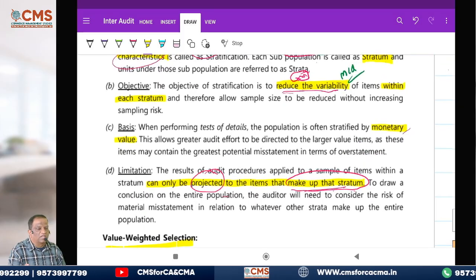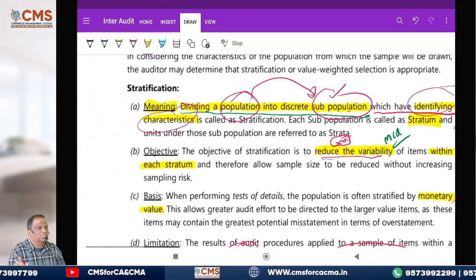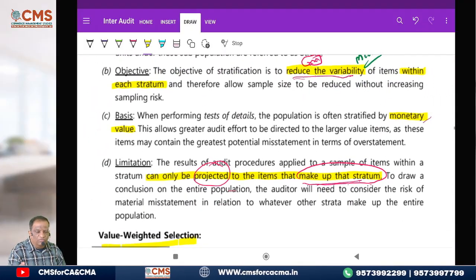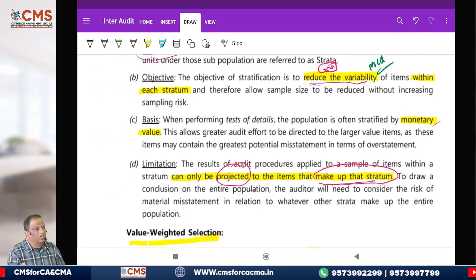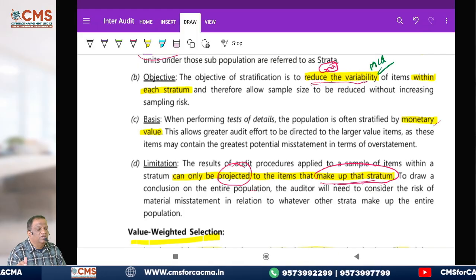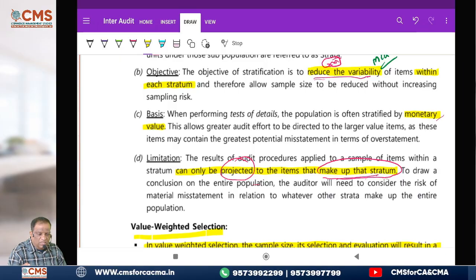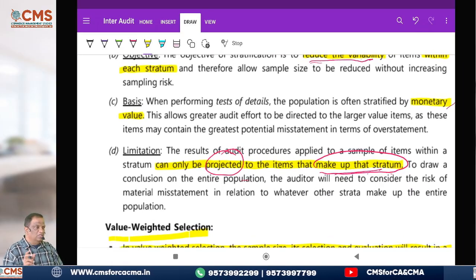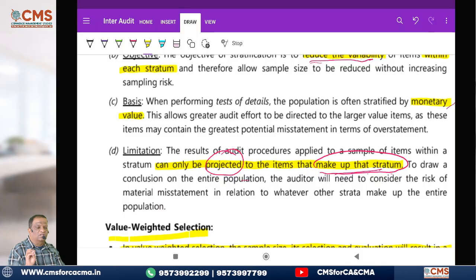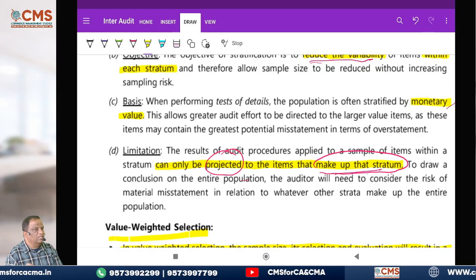Then on what basis do I do it? Though here for understanding we took human beings, that is generally for statistical people. But for us, we always work with numbers. So how do we do that? We do that based on the monetary value, that is, high value transactions and low value transactions. So we do this stratification based on the monetary value. But what is the limitation? The limitation is only in the projection. Since the population is divided into subpopulations, any projection of errors you make will be limited only to that particular strata. That is the only limitation.